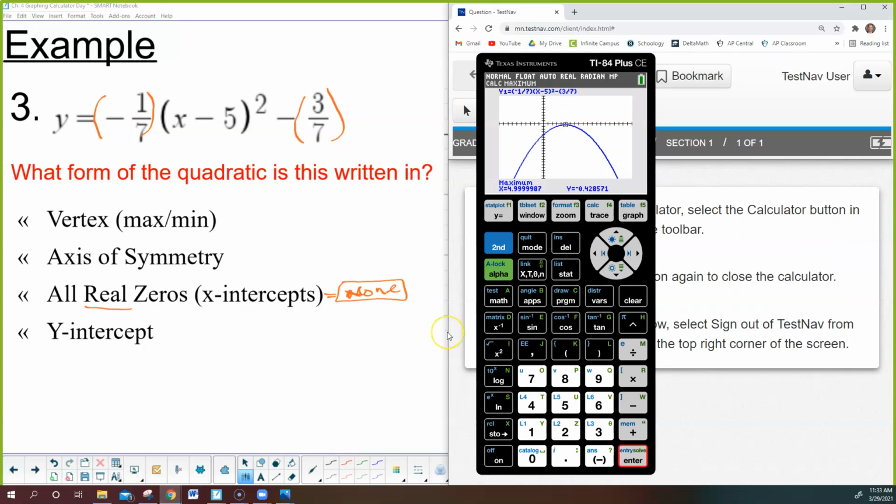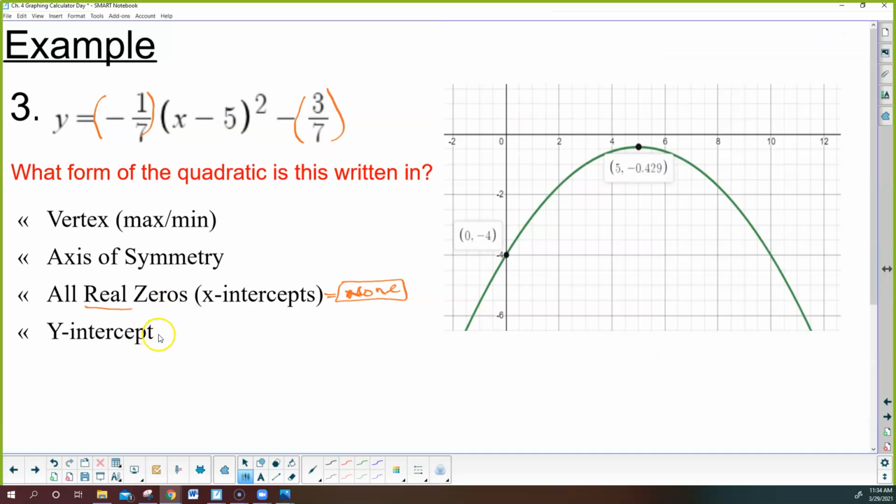All right, and then the last part, now I have to find the y-intercept. That's this point right here. Well, that's easy. I'm just going to hit trace and 0, and it'll bring me right to that y-intercept. 0, negative 4. Now, this brings up an interesting point. 2 points is not enough for me to accurately graph.